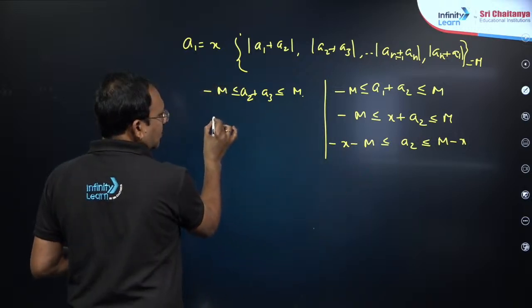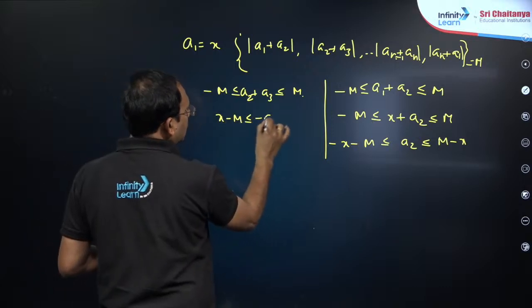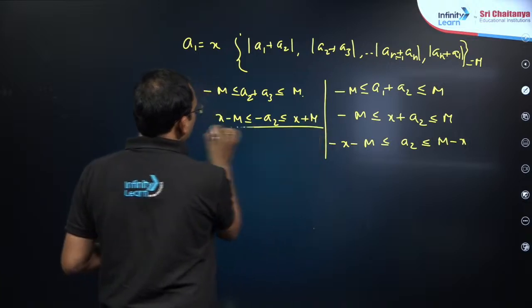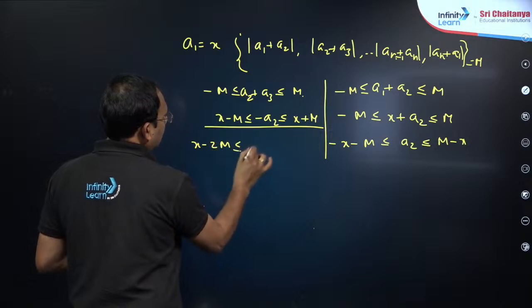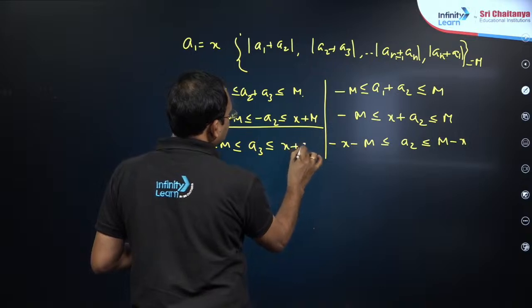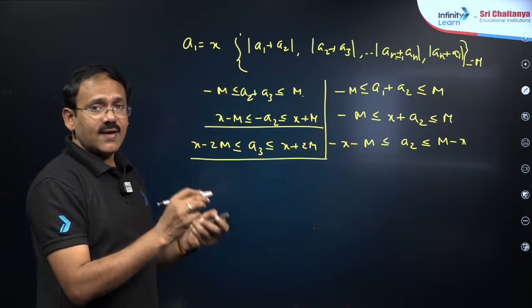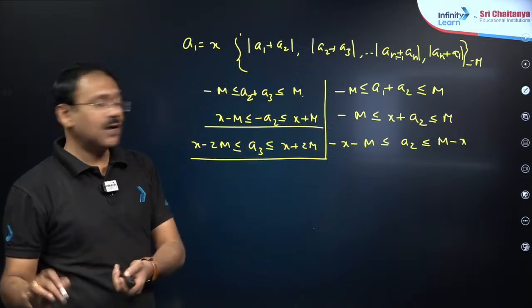So this is x minus m less than or equal to a2 less than or equal to x plus m. If you add these two, my dear friends, x minus 2m less than or equal to a3 less than or equal to x plus 2m. The same pattern you can do for a5, a7 also, because we are not interested in n is equal to even, we want n is equal to odd case only.